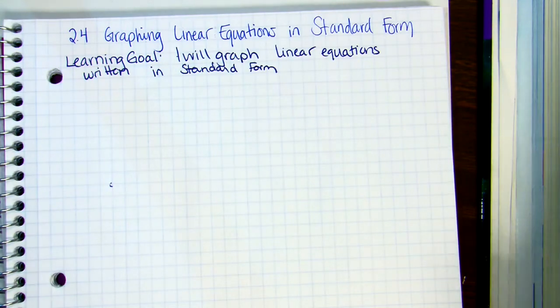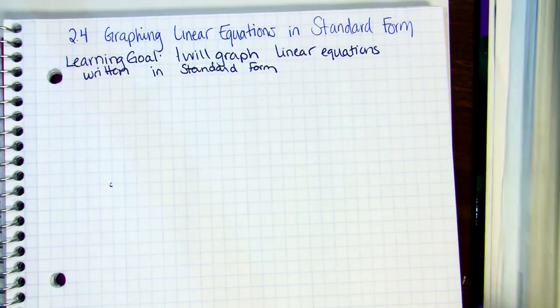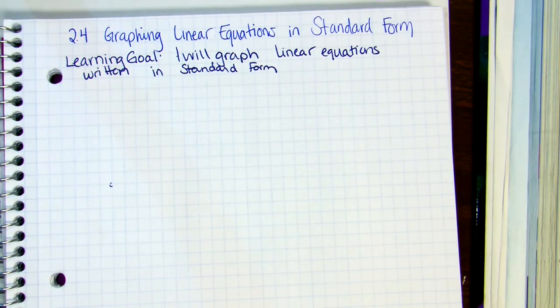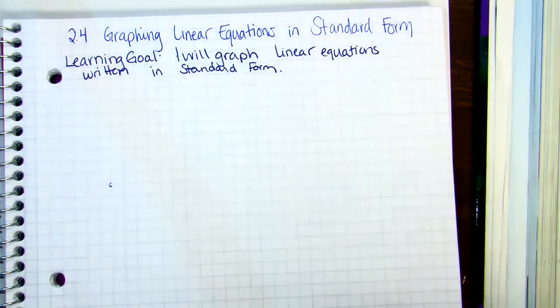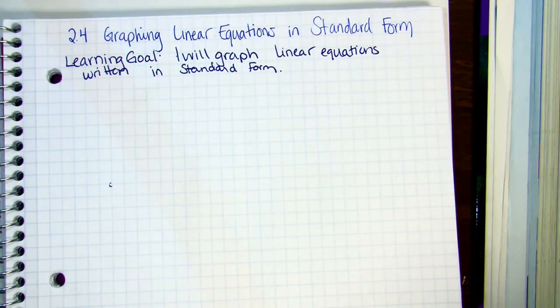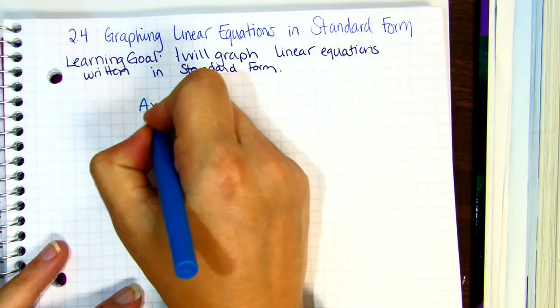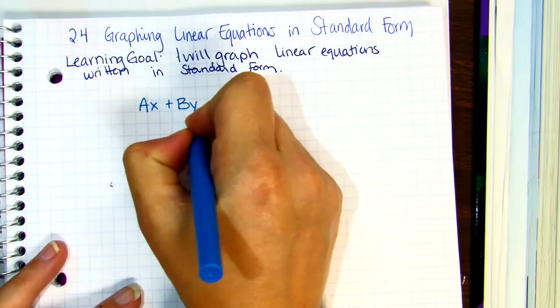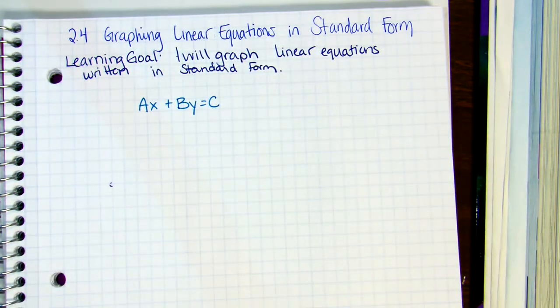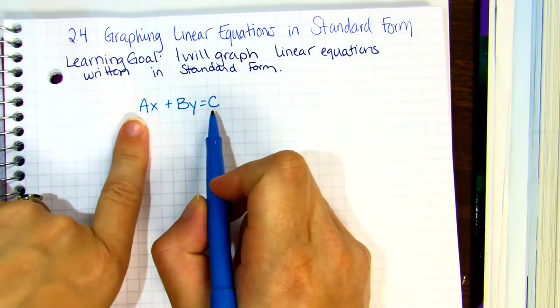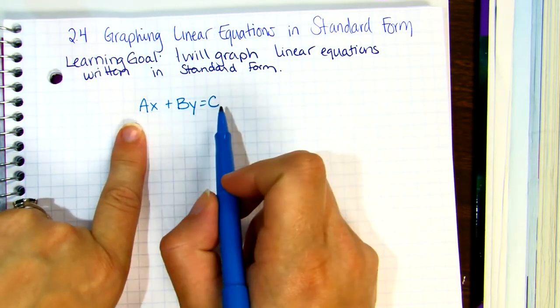So the first thing you need to know is what standard form is. Standard form, it's just another way of writing a linear equation. Slope-intercept form was y equals mx plus b. Standard form's a little bit different. Standard form is going to look like this: Ax plus By equals C, where A, B, and C are just all numbers.